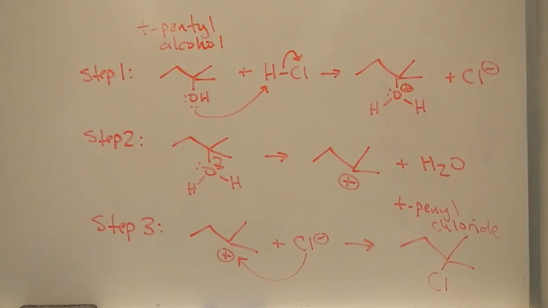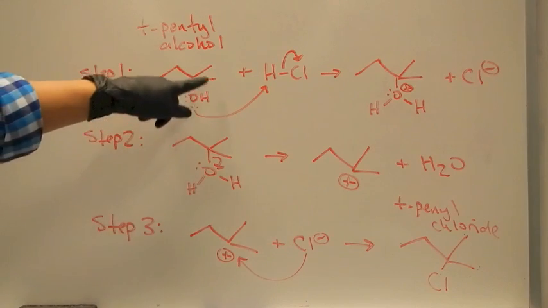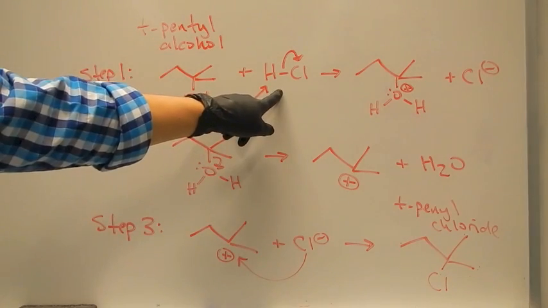Alright, so this is the reaction that we're going to be doing today. We're going to start with t-Pentyl alcohol. This is the structure here. We're going to react that with hydrochloric acid, HCl.